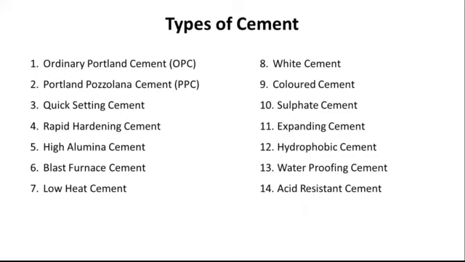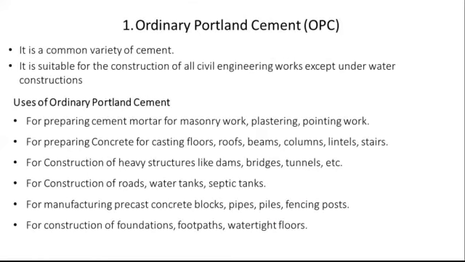So first is ordinary Portland cement. Ordinary Portland cement is a common variety of cement. It is suitable for the construction of all civil engineering work except underwater construction. It is used for preparing cement mortar, concrete, heavy structures, and precast concrete blocks for foundations. Here the detailed uses are given.